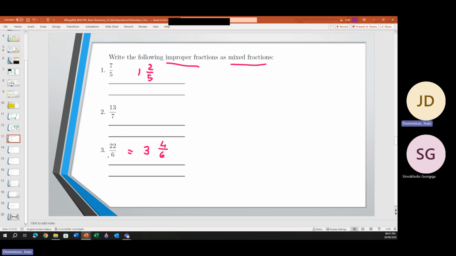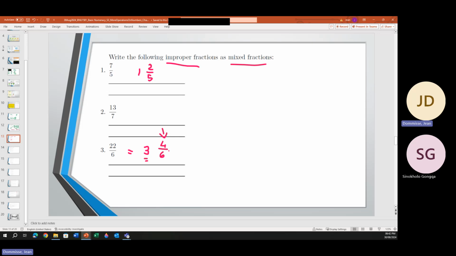So again, if we needed to move from improper to a mixed fraction, there's the whole number, and then there is the proper fraction component. Okay, but again, use your calculator. You don't need to now think, okay, how many times does 6 go into 22? Use the calculator. You're allowed to use the calculator, so do it.